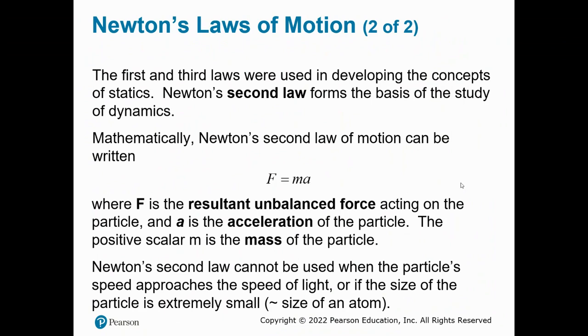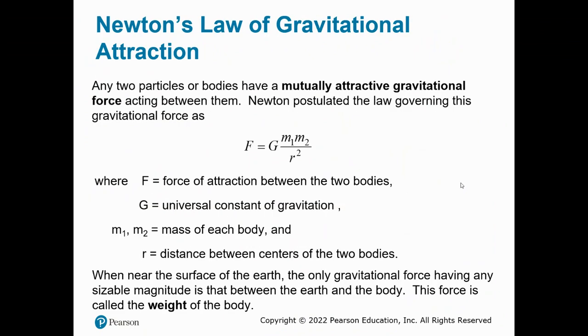Newton's second law cannot be used when the particle speed approaches the speed of light, or if the size of the particle is extremely small, so if it's on the size of an atom. And then if two particles or bodies have a mutually attractive gravitational force acting between them, Newton's gravitational law says F equals G times m1 m2 divided by r squared, where F is the attraction force between the two bodies.